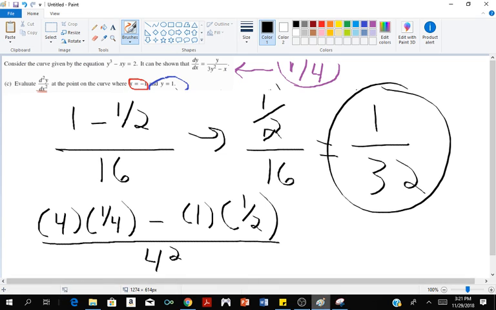So it's a lot of work, it's a lot of algebra, but the concept is relatively simple. In my opinion, of all the different implicit differentiation questions you can get, those are some of the easier points.